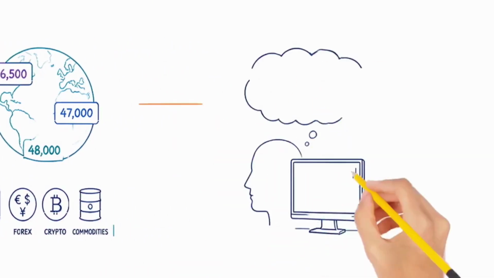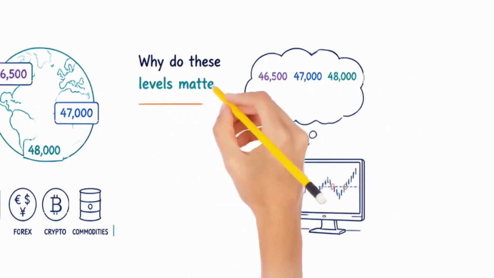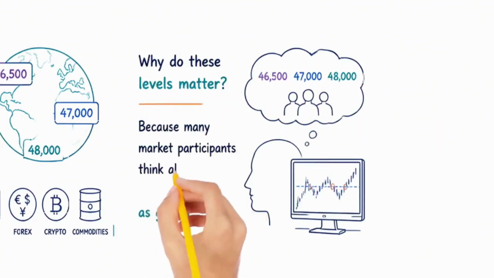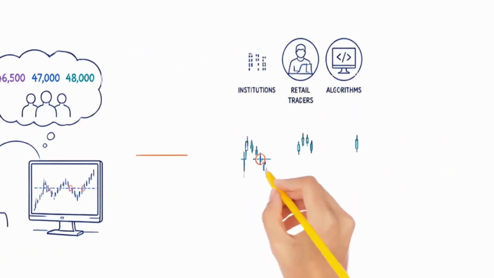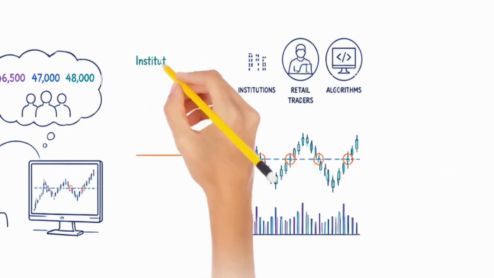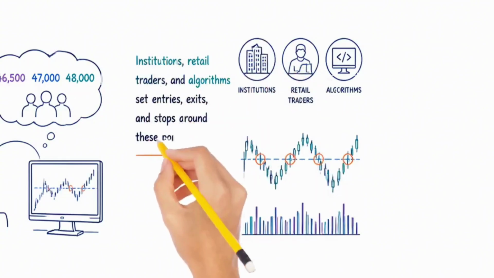Why do these levels matter? Because many market participants think alike and use round numbers as guides. Institutions, retail traders, and algorithms set entries, exits, and stops around these points. This boosts trading volume and significance at these levels.